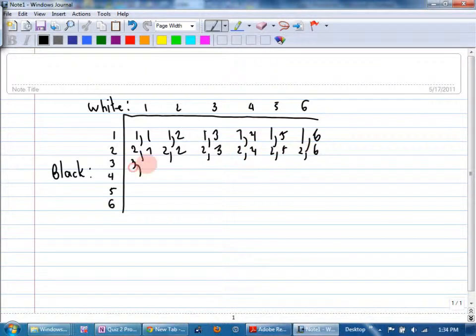1, 3, 1, 4, 1, 5, 1, 6, 2, 1, 2, 2, 2, 3, 2, 4, 2, 5, 2, 6, 3, 1, 3. I'm not going to call these out because I'm having a hard time speaking and doing this at the same time. Four.